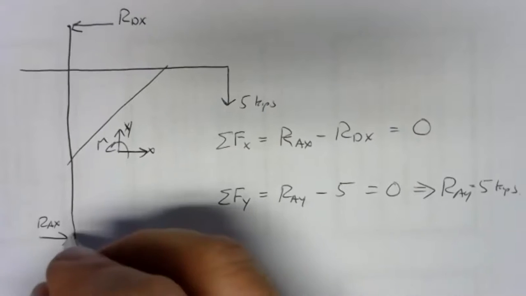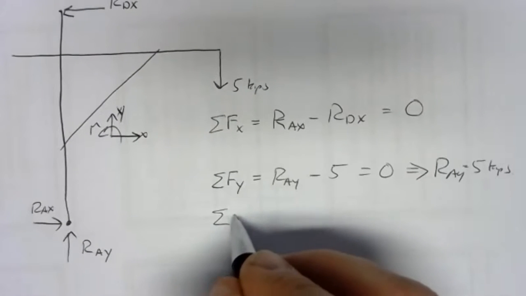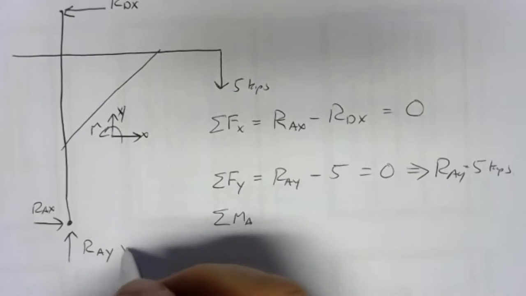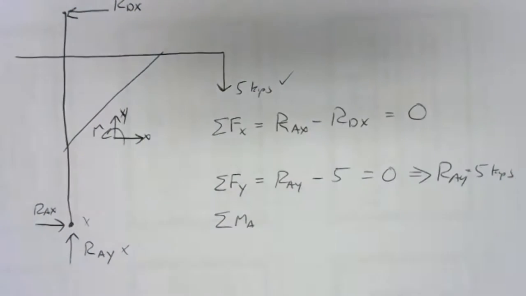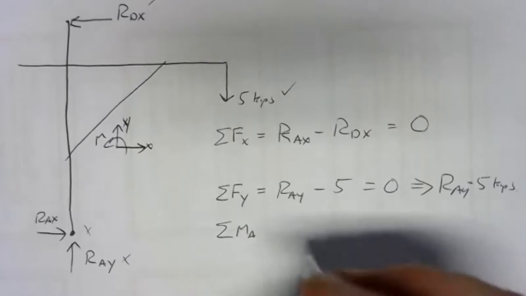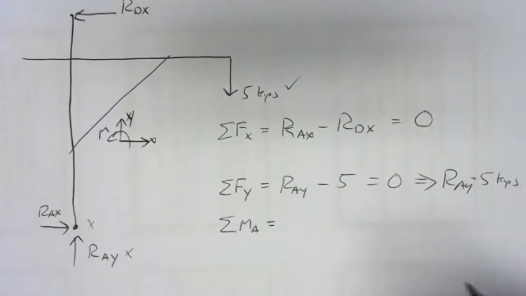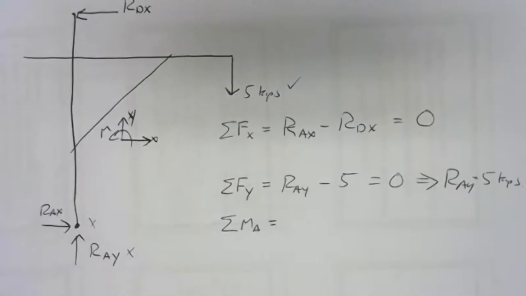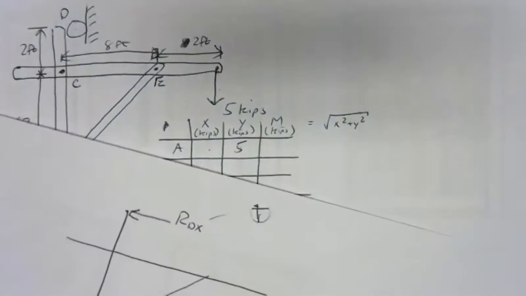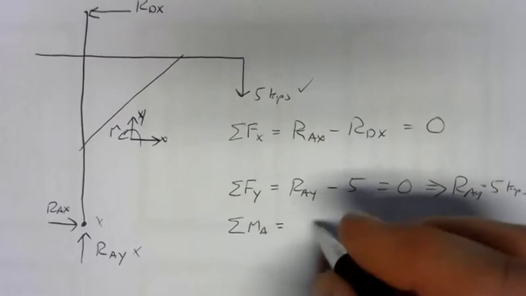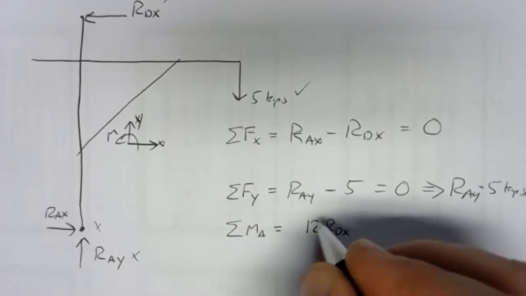And then we need moments, and I think A is going to be a perfectly fine point to pick for our moments. So sum of moments about A, that's going to knock out RAX and RAY, but both the 5 kip force and RDX are going to have moments. So 2 terms in our moment equation. RDX is 12 feet away from RAY. We can see that here, 4 feet plus 6 feet plus 2 feet. So our arm for the RDX force is 12. So we have 12 RDX.